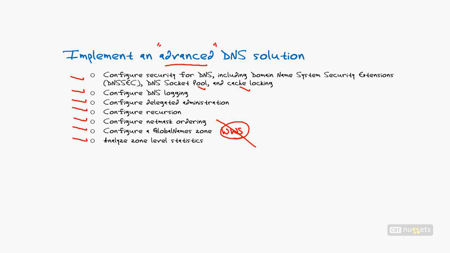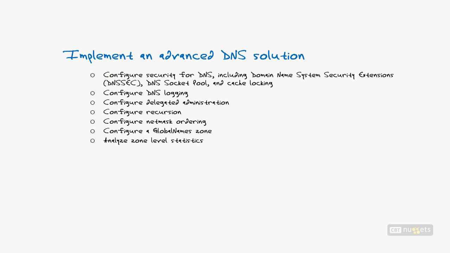So, as I said, this is round 2 for this because round 1 just ended up a muddied mess. So I want to go through these one step at a time so that I can give you a good understanding of what you need to know. Let's start here with configuring DNSSEC, and then there are 2 little options, socket pools and cache locking.